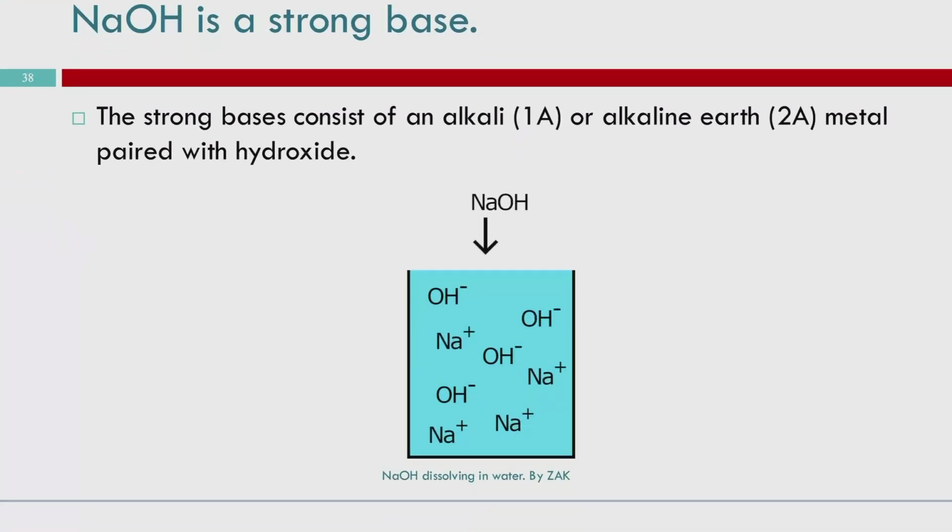Sodium hydroxide is an example of a strong base. If you take sodium hydroxide and you put it into a solution, you're going to get sodium ions, you're going to get hydroxide ions. You're not going to have any sodium hydroxide units in solution. No sodium hydroxide intact in solution. It completely dissociates. Only ions exist in solution because it's a strong base.